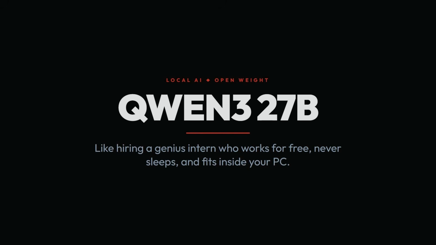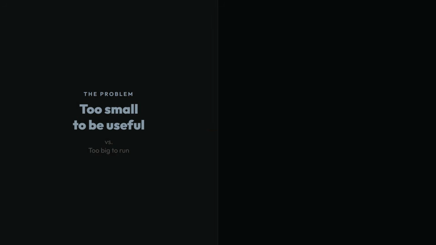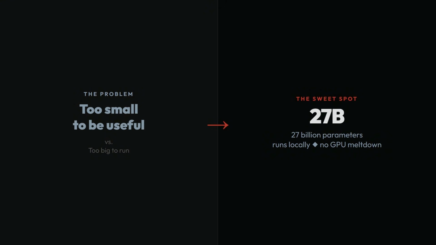Qwen 3 27B is like hiring a genius intern who works for free, never sleeps, and fits inside your PC. Alibaba's Qwen 3 family dropped, and the 27B model is turning heads fast. It sits in that sweet spot between too small to be useful and too big to run on your machine. 27 billion parameters of raw reasoning power that you can actually run locally without melting your GPU.